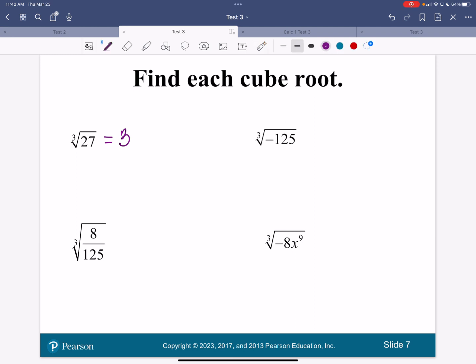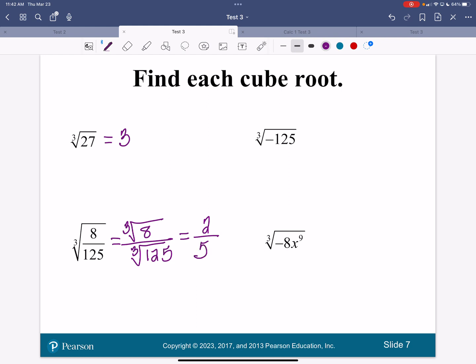So what you need to do is find the cubed root of 8 and the cubed root of 125 separately. Now, those are numbers that we're relatively familiar with. What's the cubed root of 8? What's the cubed root of 125? Good.